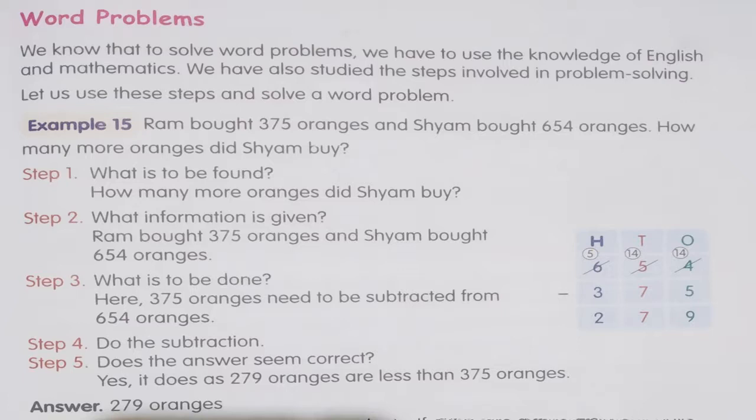स्टेप 4, डू द सब्ट्रैक्शन. स्टेप 4 में हमें क्या करना है. सब्ट्रैक्शन करनी है. एंड स्टेप 5, डज द आंसर सीम करेक्ट. क्या हमें लगता है कि आंसर सही है. यस, इट डज, as 279 oranges are less than 375 oranges. So, answer is 279 oranges.